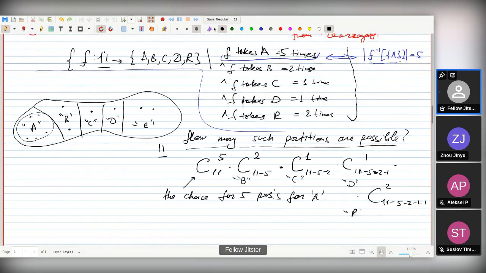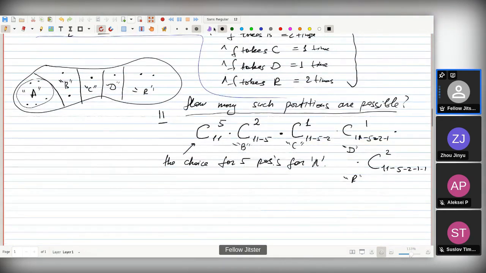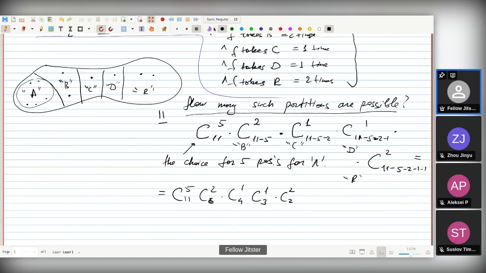Do you agree? Yes. And this number equals what? 11 choose 5, 6 choose 2. What's next? 4 choose 1, 3 choose 1, 2 choose 2. Is it clear? Yes.